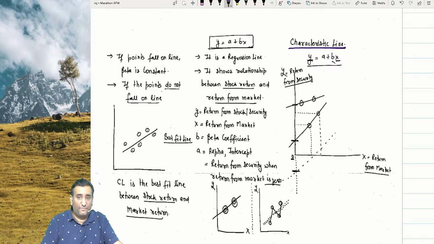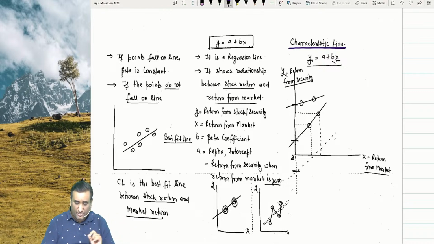For example, in CAPM, the SML, security market line. The SML line will always start above 0. Characteristic line can start anywhere because it's not a finance line. In finance, we say at a 0 return, I need a minimum return. Characteristic line is showing a relationship between the return from the stock and the return from the market.